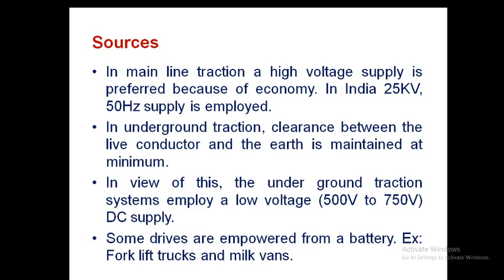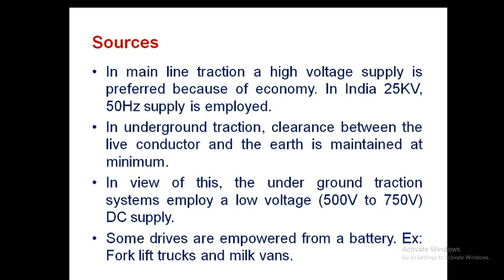In underground traction, generally the clearance between the live conductor and the earth is maintained at a minimum level. In view of this, underground traction systems employ a low voltage of 500 volts to 750 volts DC supply. So the underground DC supply voltage range is 500 volts to 750 volts.